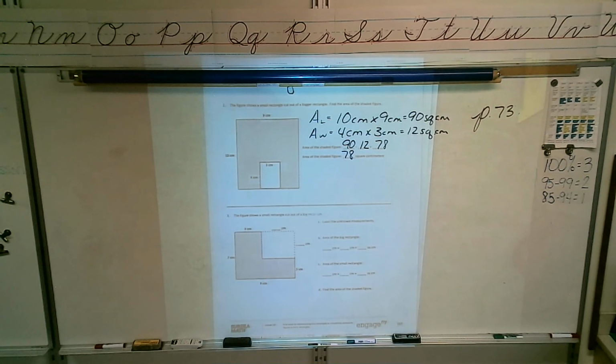First we found the area of the large rectangle that we did here. Then you found the area of the white rectangle. And then what did you do?